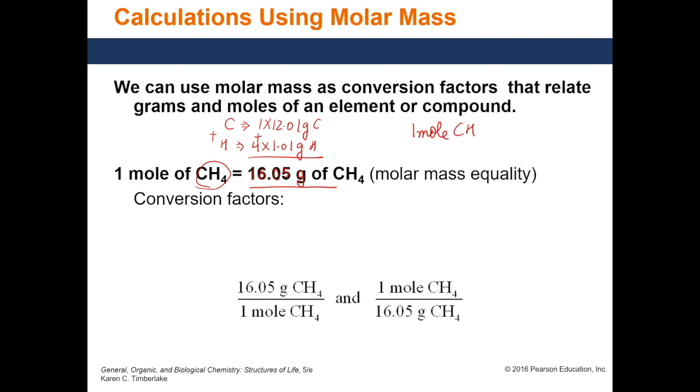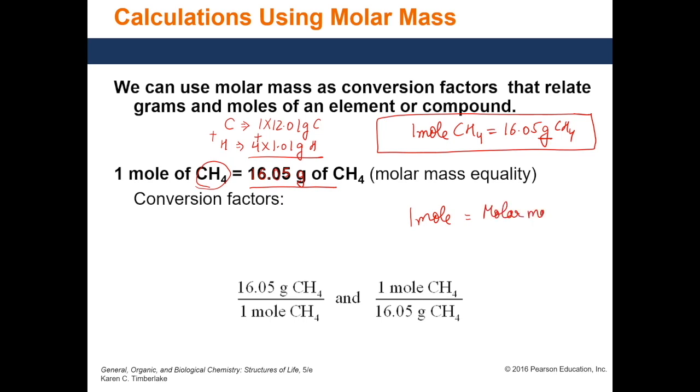1 mole of CH4 is equal to 16.05 grams of CH4. Now you can use this conversion factor as needed. This is a conversion factor to go between moles and grams of a compound. Again, between moles and grams, it's always 1 mole of any substance is equal to the molar mass of that substance in grams. This could be a compound, an element, or an atom.